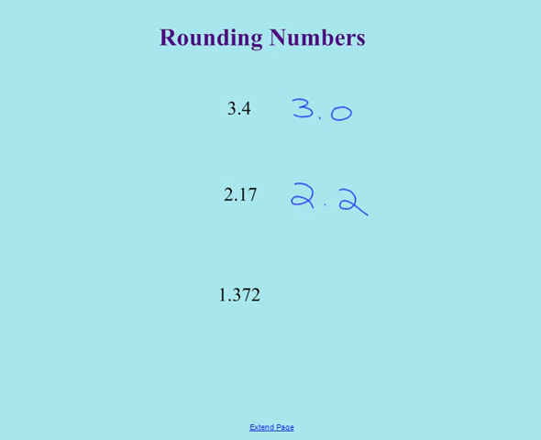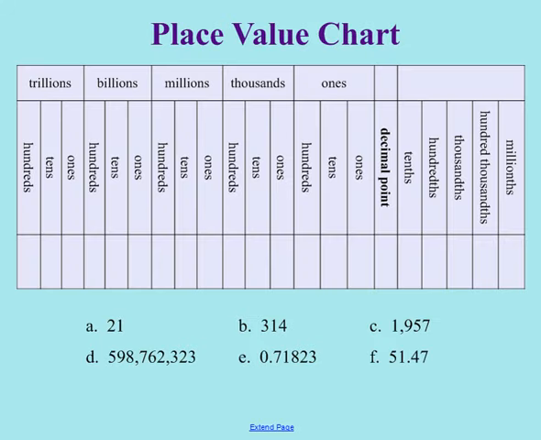Now we can go back, and we can round 1.372 to the nearest hundredth. In this case, 1.372 to the nearest hundredth would round to 1.37. As you may have noticed in those examples, understanding the place value chart is very important when rounding to certain place values. Let's take a look at these numbers and understand the place value chart.